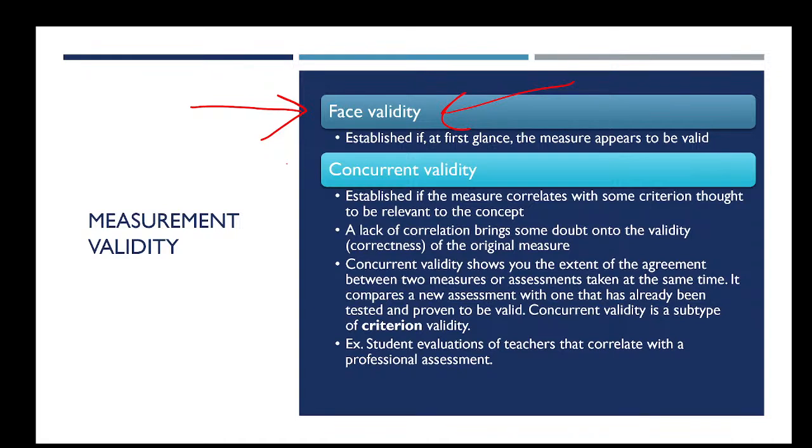Concurrent validity. This is a tougher one for me, and I feel like I always botch this one a little bit. So, it's established if the measure correlates with some criterion thought to be relevant to the concept. Okay, so let's say, like I've got my example here, student evaluations of teachers that correlates with professional assessments. But here, let me put it a different way.